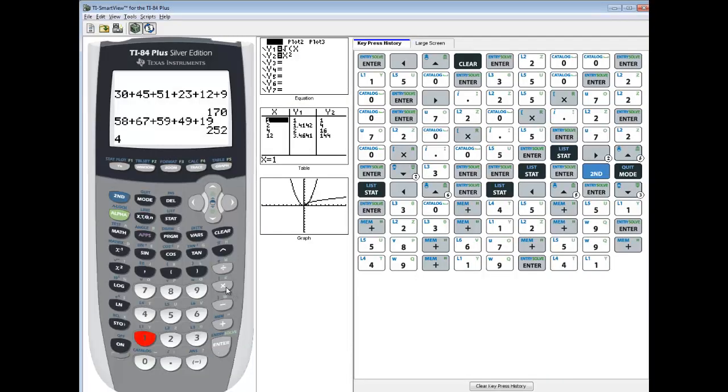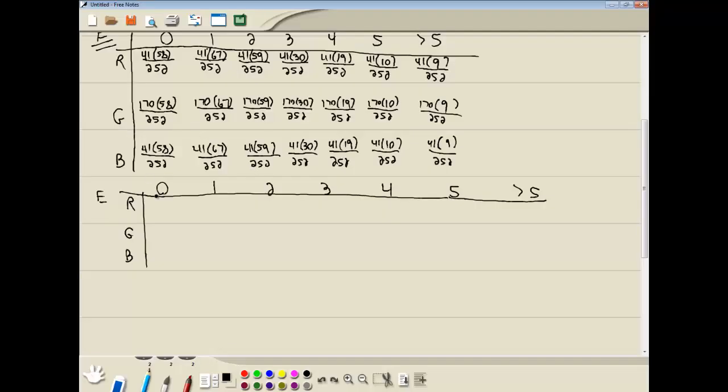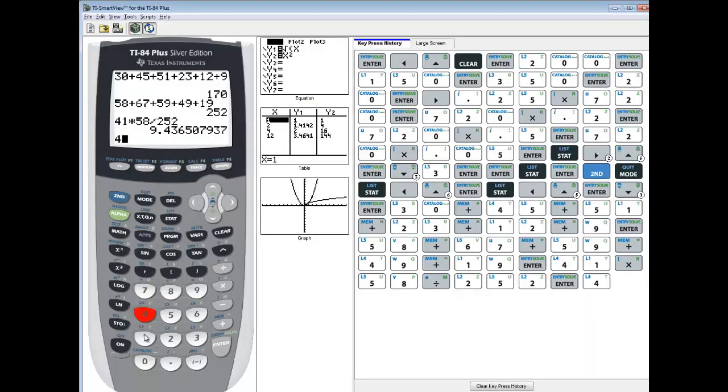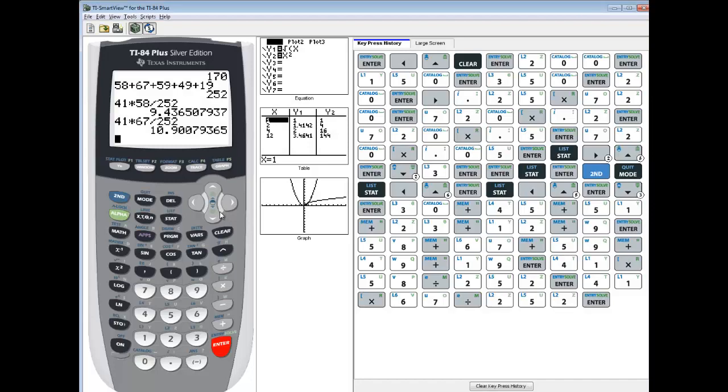So 41 times 58 divided by 252. And we got 9.43651. I'll take it out to 5 decimal places just because I don't have room for anything beyond that. Okay, this one's 41 times 67 divided by 252. And then we get 10.90079.